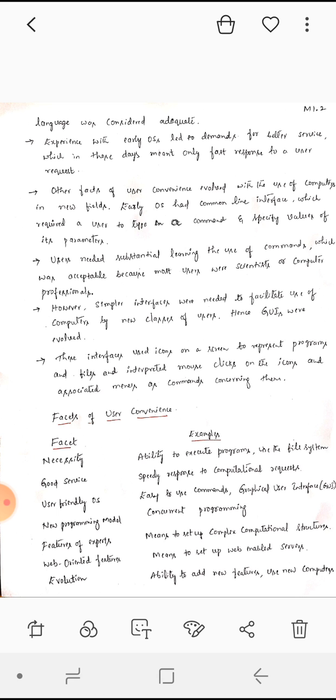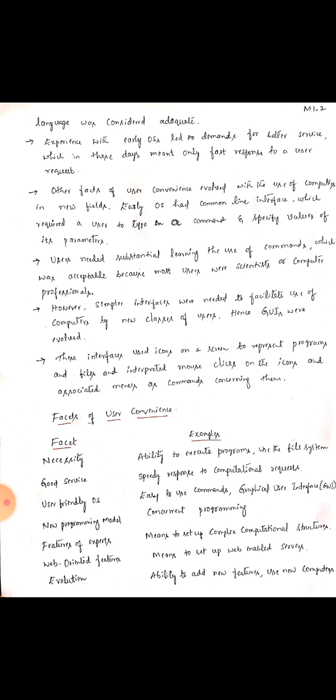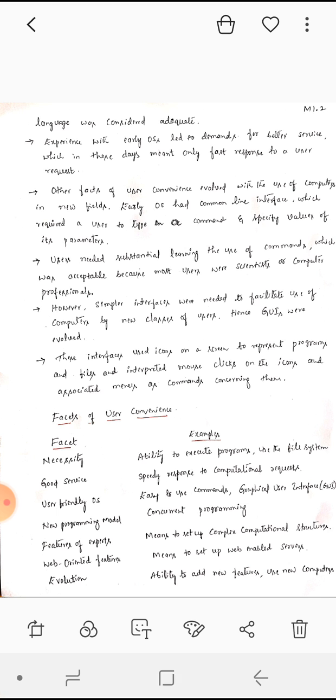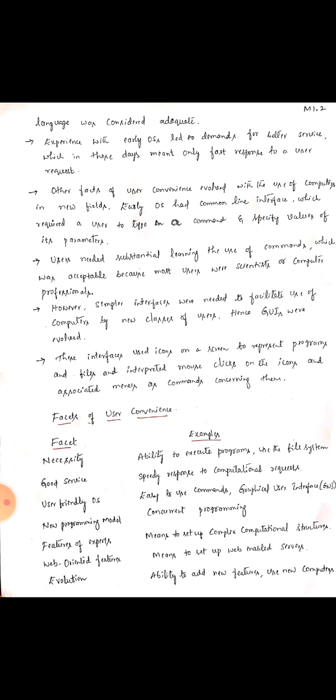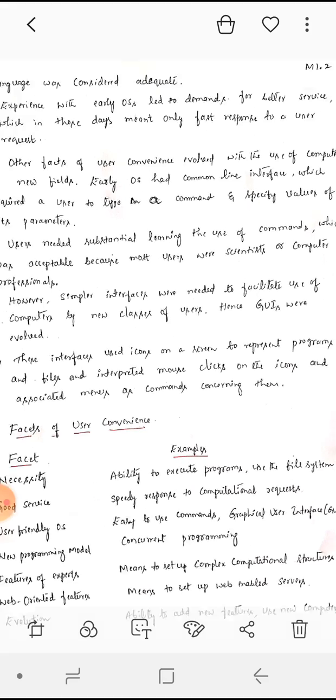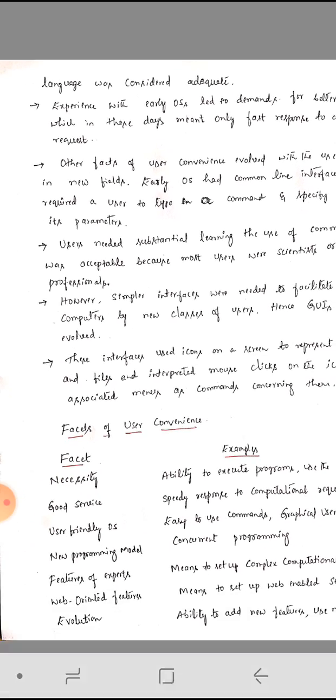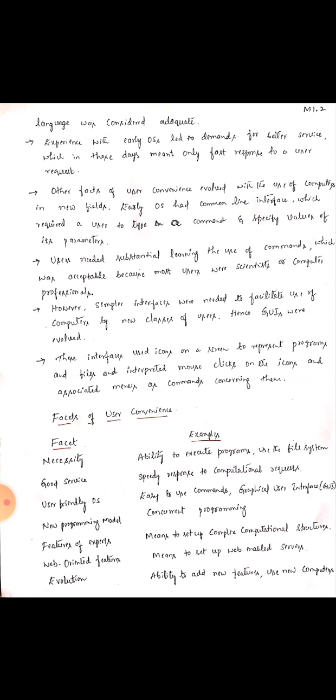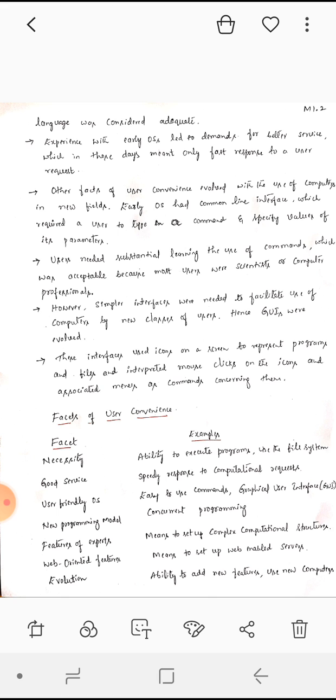In the early days, when people were using an OS, the demand was for better service, right? What is better service? The fastest response. So the better service of an OS is the one where you can get the fastest response for the input you have given, which made you go for a command line interface, which required a user to type in a command and specify values of its parameters, right? So here things have become manual, where the input parameters and commands were supposed to be typed by the user. So it made you go for learning the use of commands.